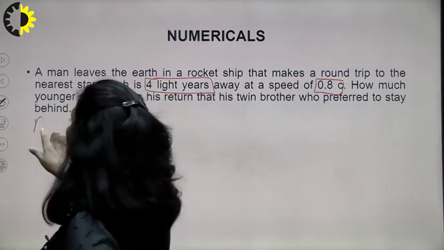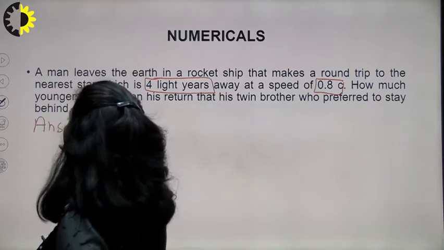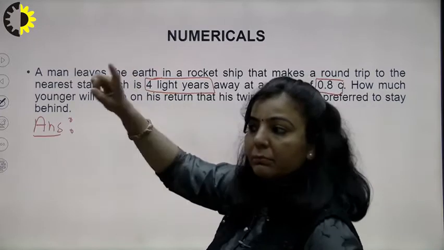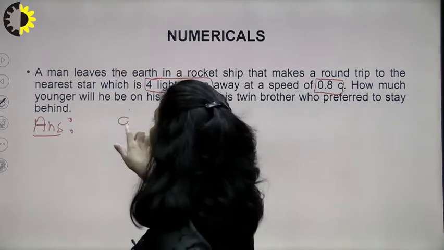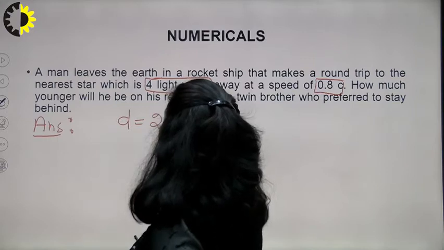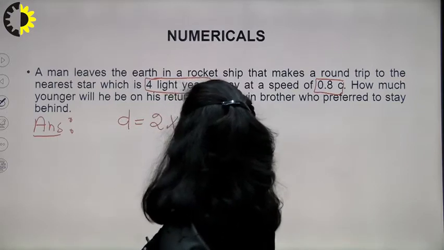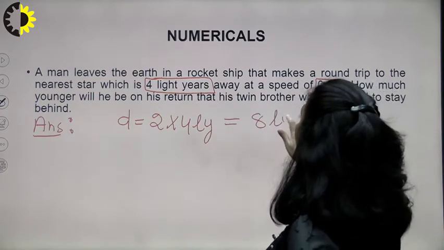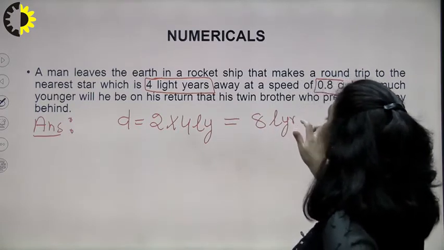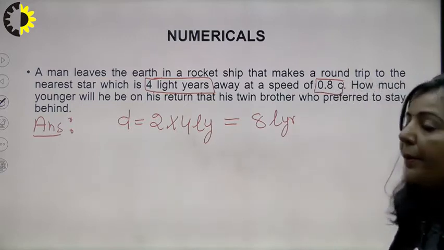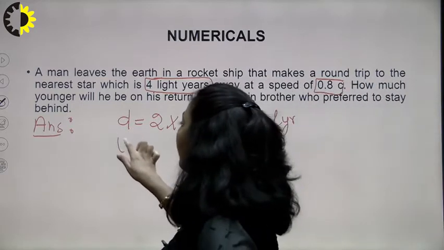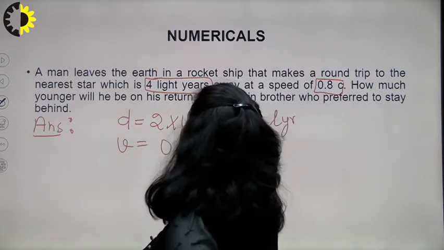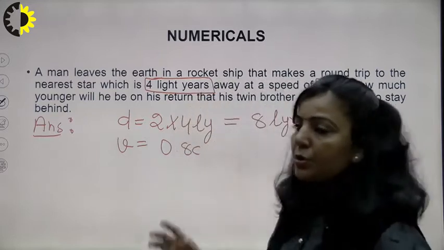So the first part is, now what is given in the question, you will write all those parameters here. During the round trip, what is the distance traveled? Distance traveled is 4 light years for the forward journey and 4 light years for the backward journey. So the total distance traveled is 8 light years, and that distance is traveled with the speed of 0.8 c. These two terms are given.